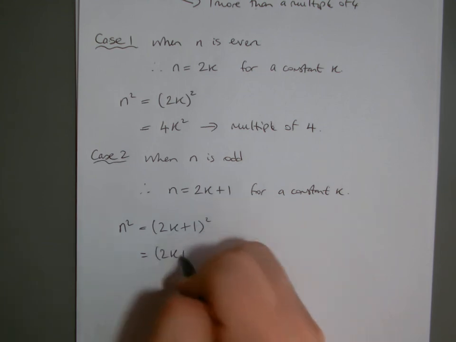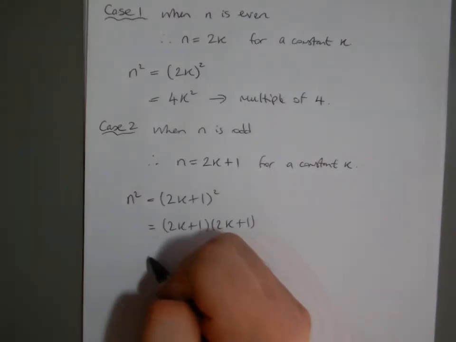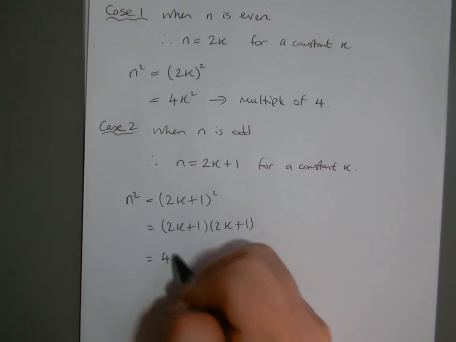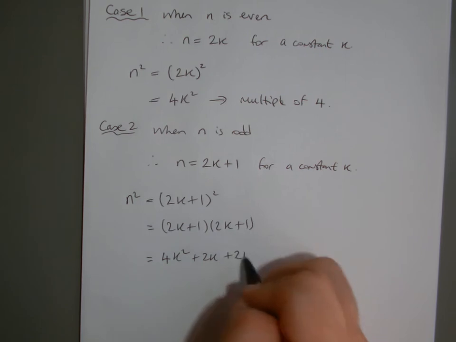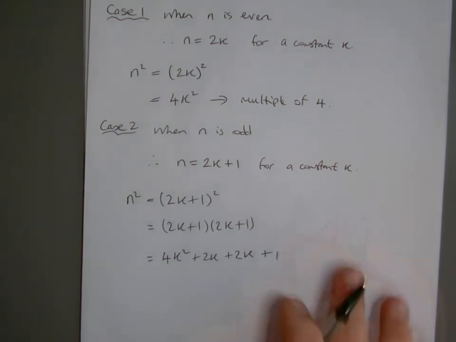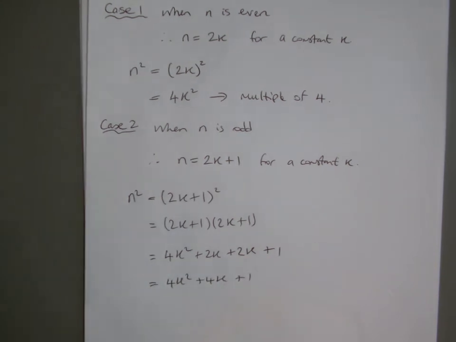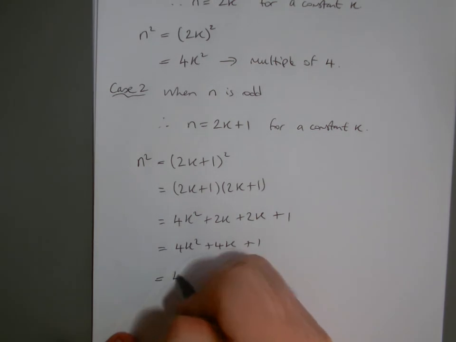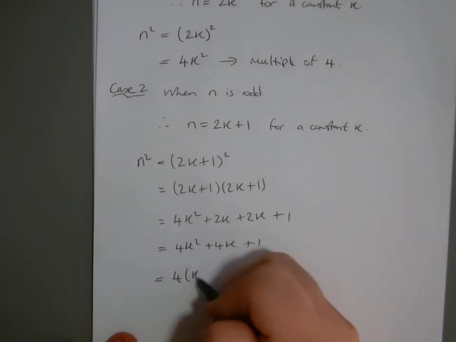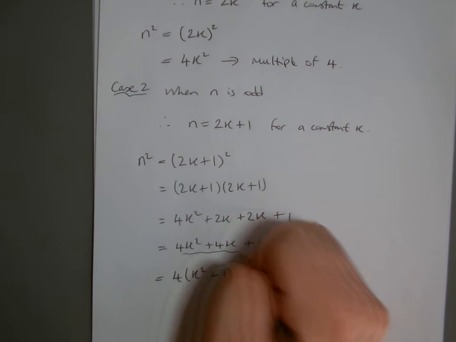So I'm going to expand this. Write the bracket out twice, and then multiply out. So I get 2k times 2k is 4k squared, plus the outers, which is 2k, plus the inners, which is 2k, and then plus the last, which is 1. So when I simplify this, I get 4k squared plus 4k plus 1. And you might see now there's something we can do with the first two terms, because they both have a factor of 4, so we can factorize it outside the bracket. So we have 4 times (k squared plus k), plus 1.